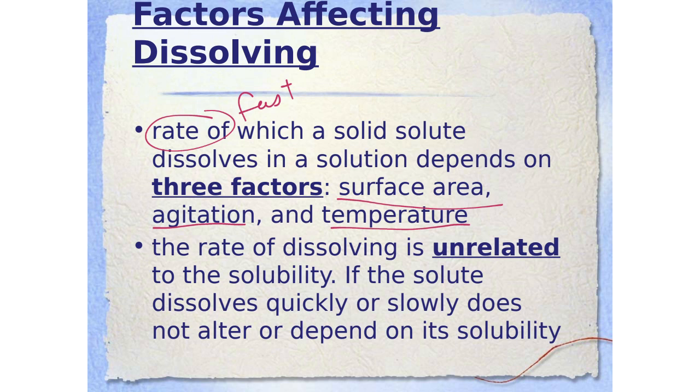Our second point says that the rate of dissolving is unrelated to solubility. So if something is not going to dissolve in a solvent, you can change the surface area all you want. You can agitate or stir it all you want. It will never dissolve. These factors only affect solutes that already will dissolve in a solvent.